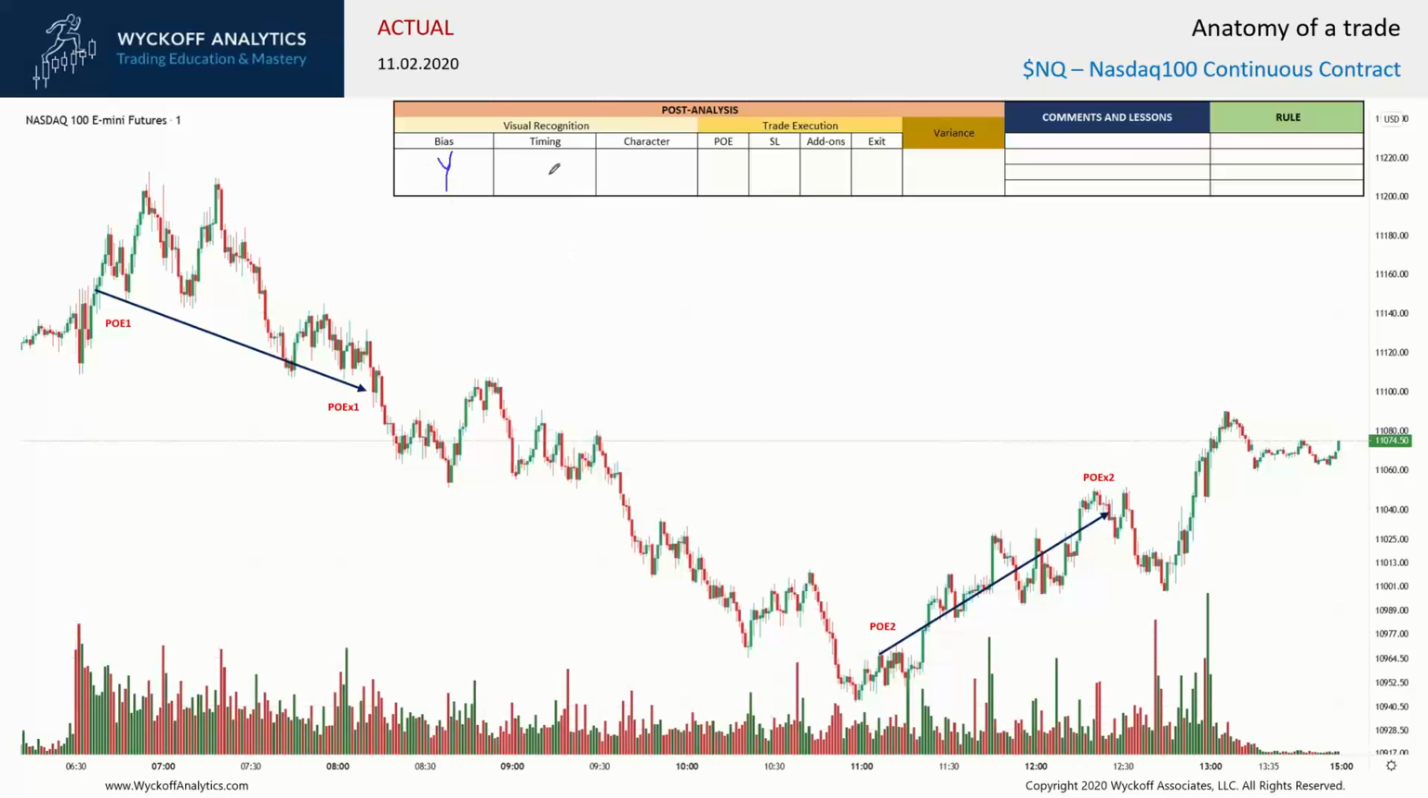Let's go through the post analysis then. Bias, definitely yes. Timing, definitely yes. Character, definitely yes. Point of entry, yes. Stop loss, yes. Add-ons, again, I wasn't planning to have any add-ons and exit. Yeah, I would say yes. That's probably the only question that I would have here. But again, the goal was not to go carrying anything overnight, not to go into the last 30 minutes with any type of meaningful reaction. So I would say yes as well.